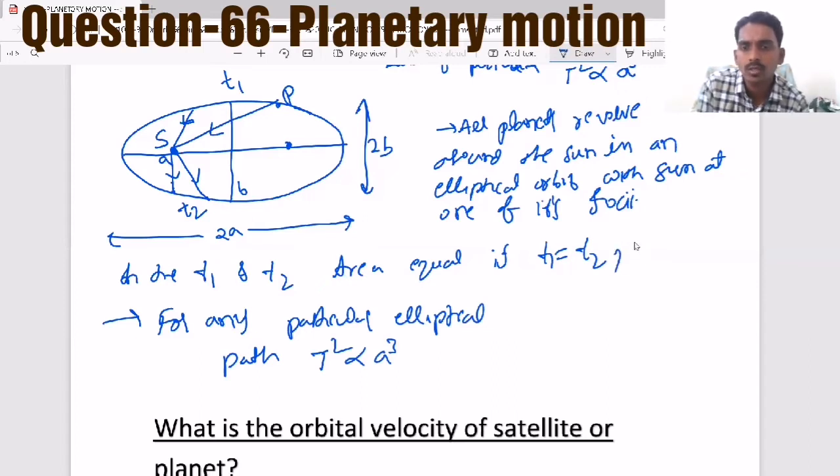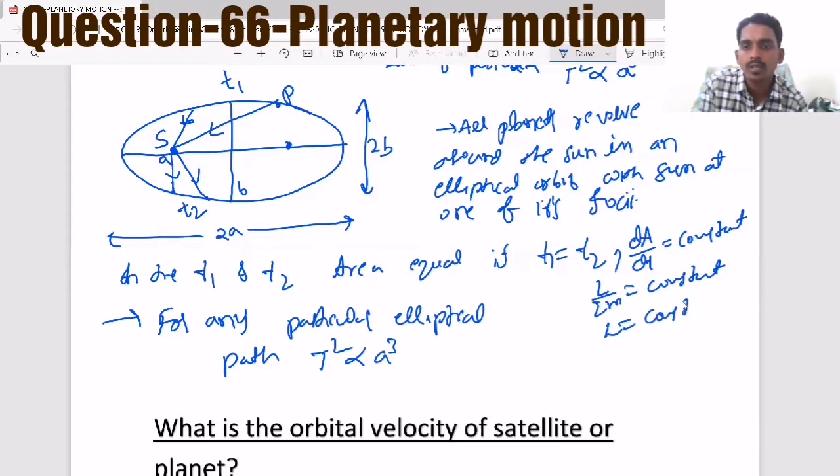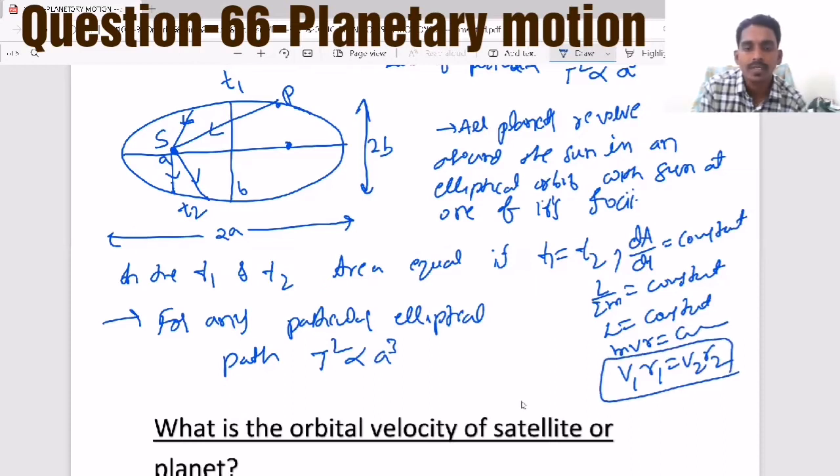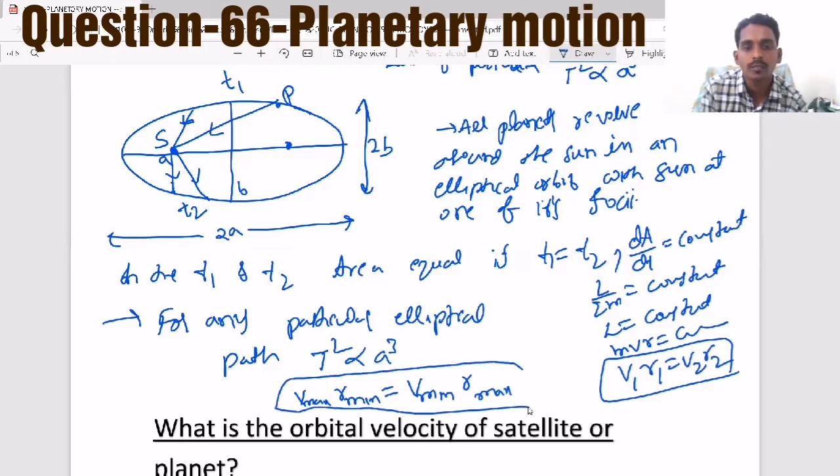And here dA by dt remains constant. This is the second law, where this becomes L by 2m, which remains constant. That is, angular momentum remains constant. Angular momentum means mvr remains constant. So v1 r1 equals v2 r2. And here comes V maximum R minimum equals V minimum R maximum. So this is the relation between the speed and distance.